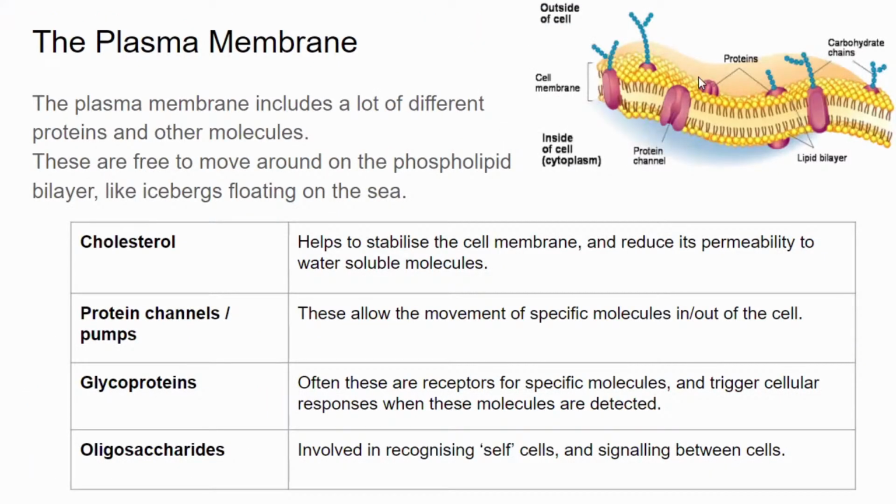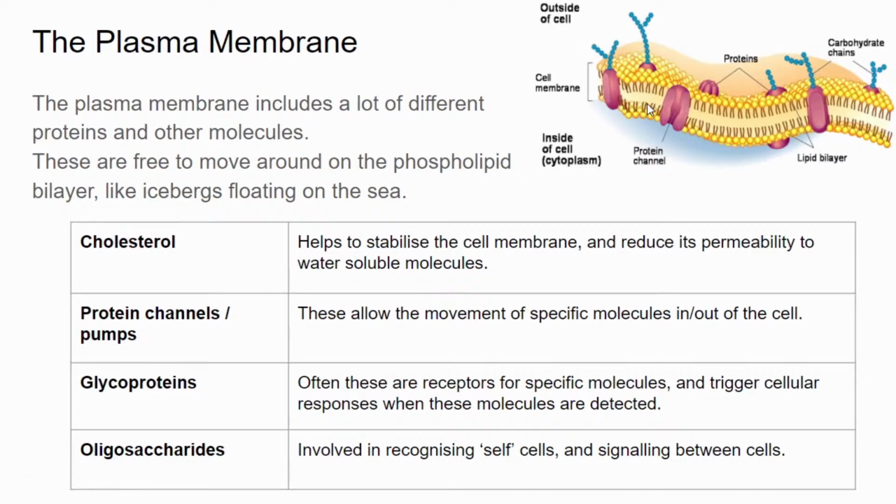So here is our diagram of our plasma membrane again. I've made it a little bit smaller there. Some other features that you will see in our plasma membrane, you might hear of cholesterol. This is a molecule that helps to stabilize the cell membrane, reduces its permeability to water-soluble molecules, so they're not constantly rushing backwards and forwards, and helps to stabilize the membrane.